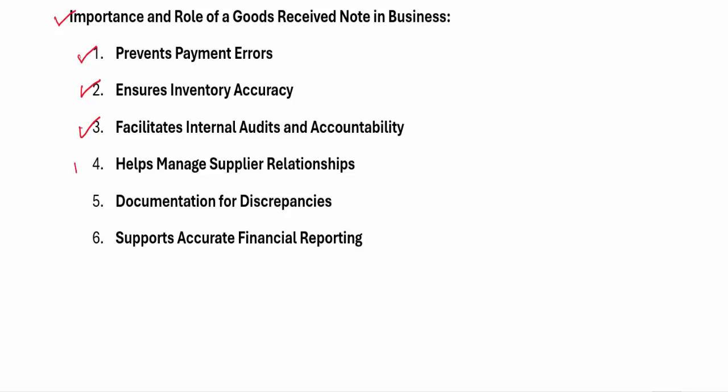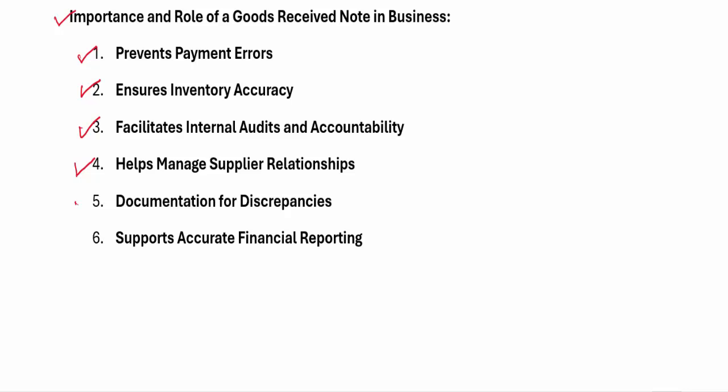4. Helps manage supplier relationships. GRNs play a role in managing relationships with suppliers. If there are frequent issues, such as incorrect quantities or damaged goods, the GRN serves as documented proof of the problem, allowing the purchasing department to negotiate better terms or request replacements from the supplier.